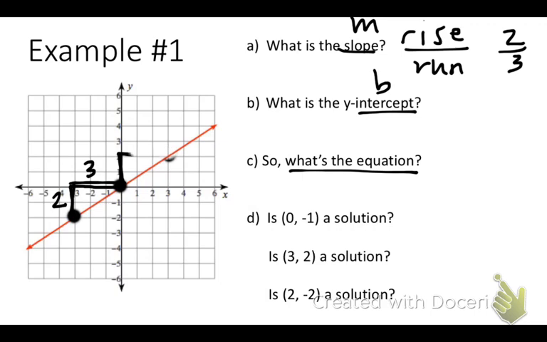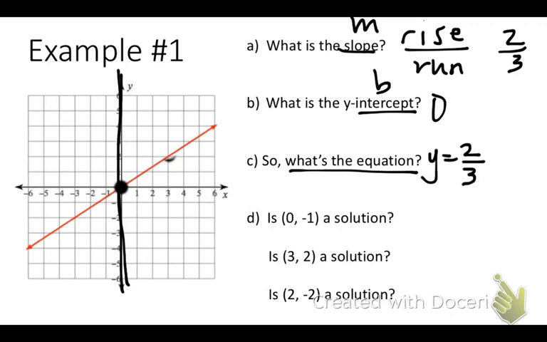Okay, now let's go ahead and talk y-intercept. For the y-intercept, we need to look on the y-axis and see where the line crosses the y-axis. The line crosses the y-axis at this number right here, which would be 0. So using that for b, and we plug everything in, we get y equals 2/3 x plus 0.